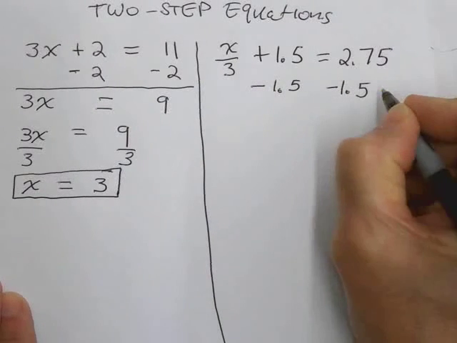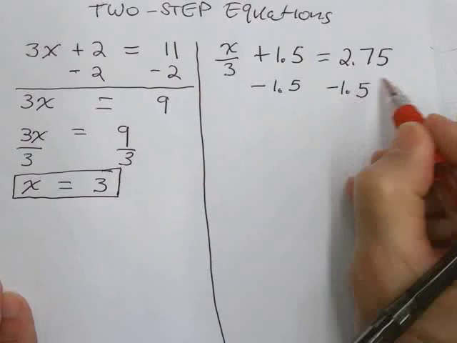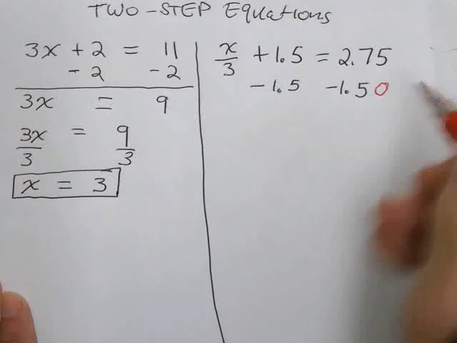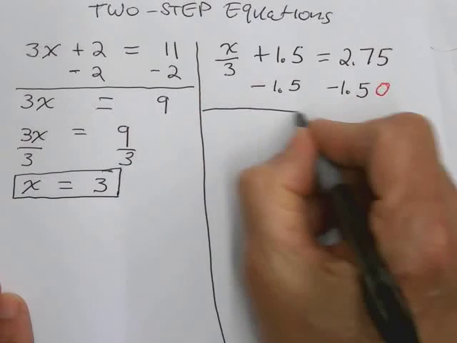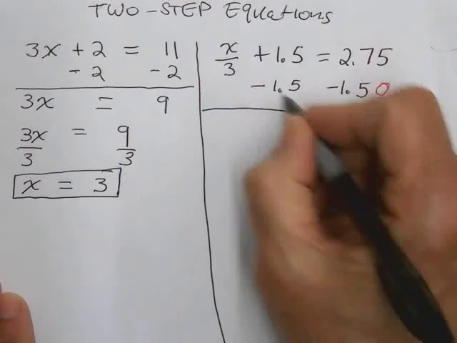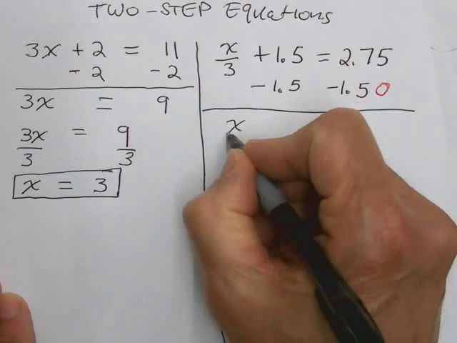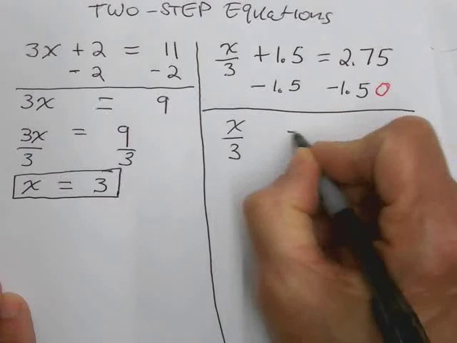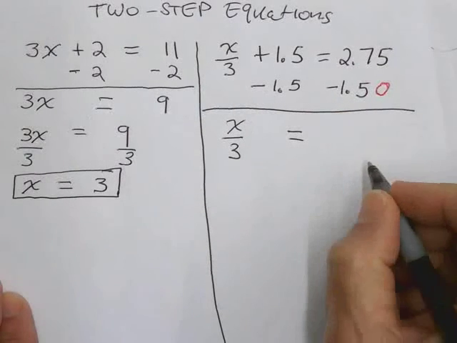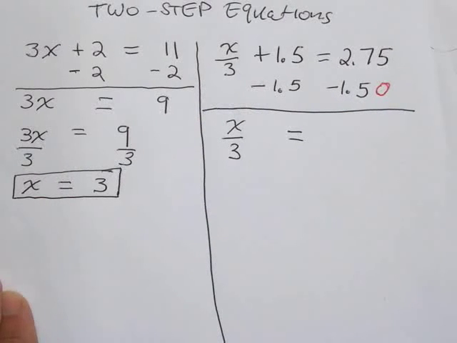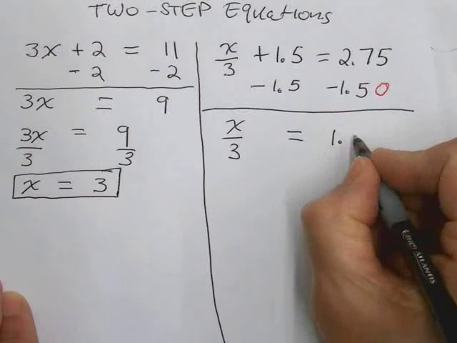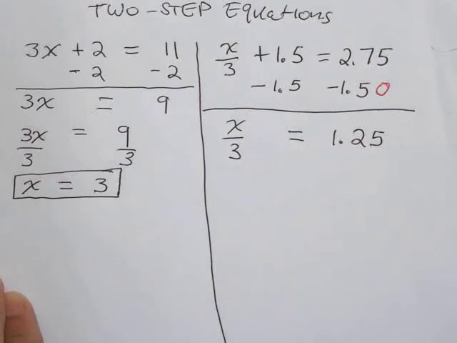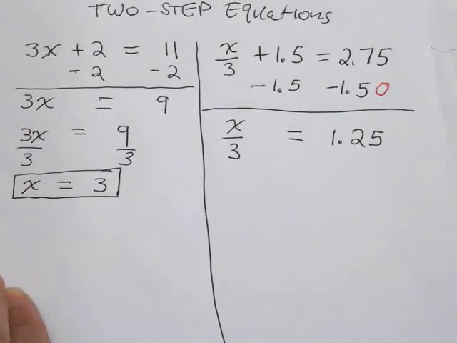And you know what? I'm going to put a 0 in here just so I don't mess it up, quite honestly. All right, there we go. And of course, these will go away, and I end up with x over 3 equals the difference between 2.75 and 1.5, which is, of course, 1.25. All right, now I've got x over 3 equals 1.25.